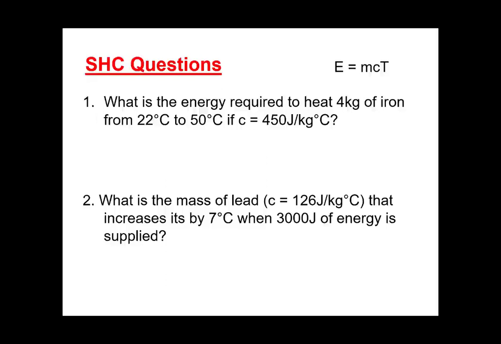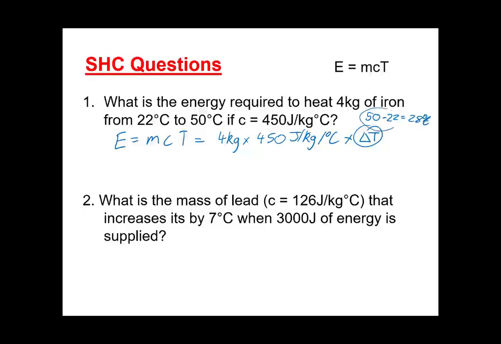So, how much heat would it take to increase 4 kilograms of iron from 22 to 50 degrees if the specific heat capacity is 400 joules per kilogram per degree Celsius? Well, the way we figure this out is the energy is equal to mass times specific heat times the temperature change. So in this case, they've said the mass is 4 kilograms. The specific heat of iron is 450 joules per kilogram per degree Celsius. We're going to multiply by the change in temperature, and our change in temperature in this case is 50 minus 22 equals 28 degrees Celsius.